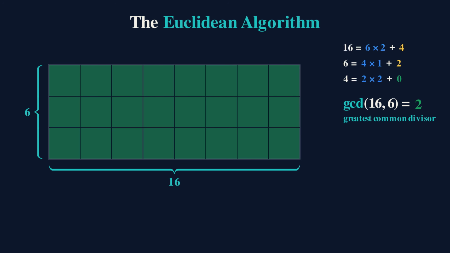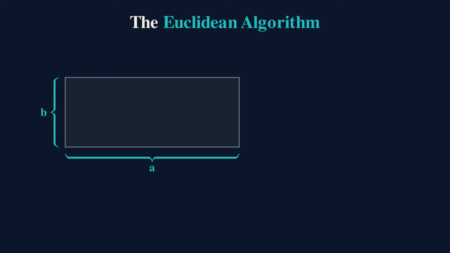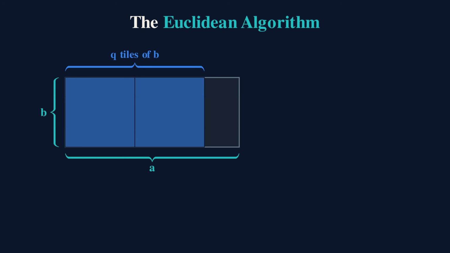Those 3 lines are the whole algorithm, running on 16 and 6, but nothing about it ever cared that the numbers were 16 and 6. So take any floor at all, call the long side A and the short side B, lay down the biggest squares that fit, B by B, as many as go, call that Q of them, and you're left with a strip of width R. Same as before, A is B times Q plus the leftover R.